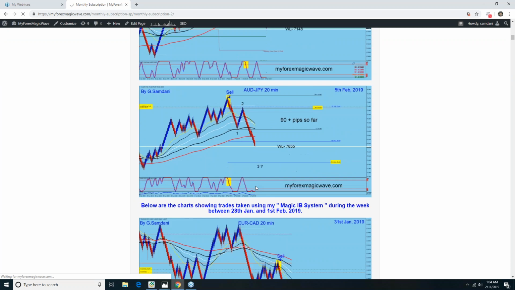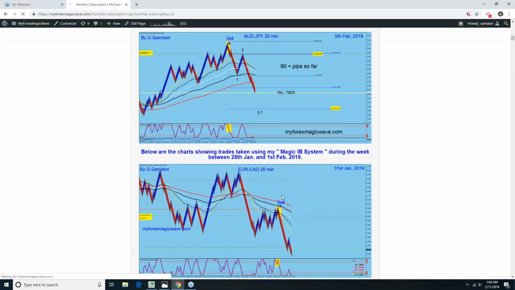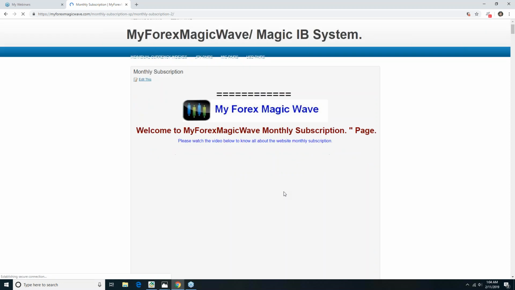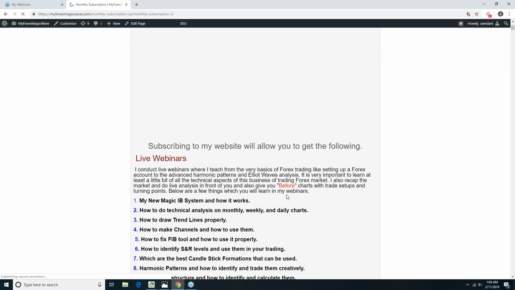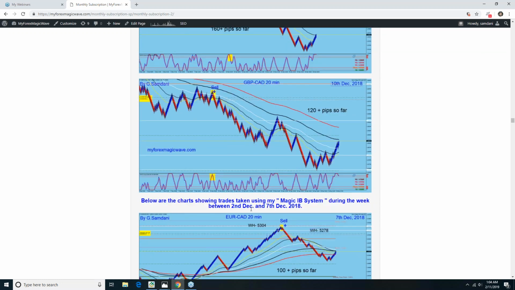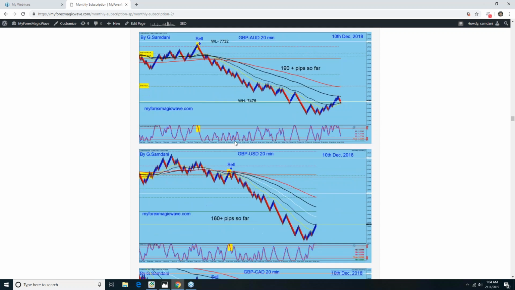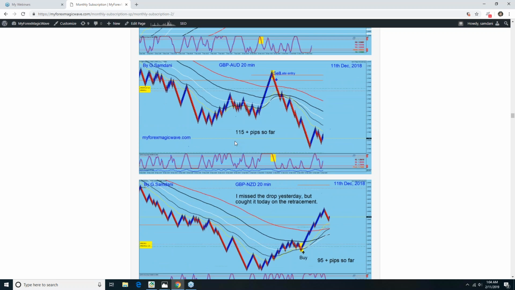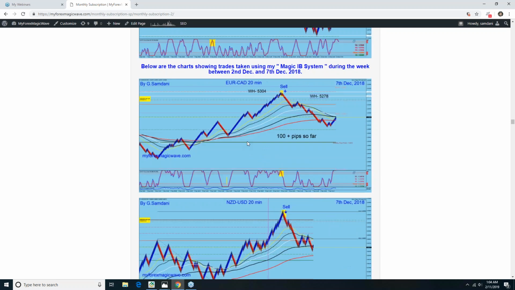After that, below that, you can see the week before, and then all of these trades, same style, everything is the same, same style. What's happening? Okay, so you see this is 7 December, and same trade, same setup. And all over the place you can find entries using this system.